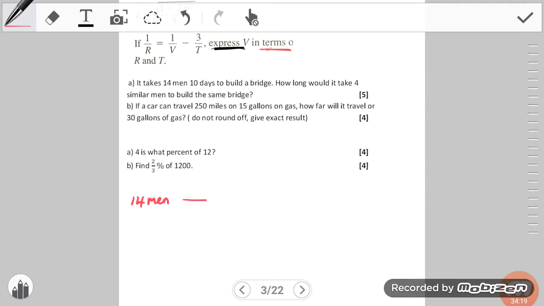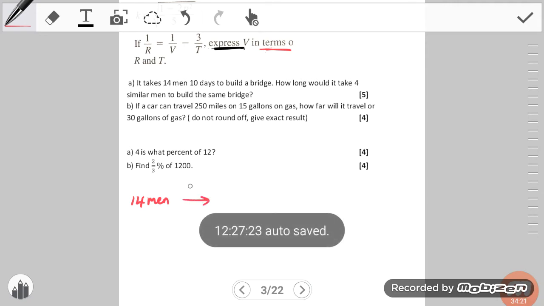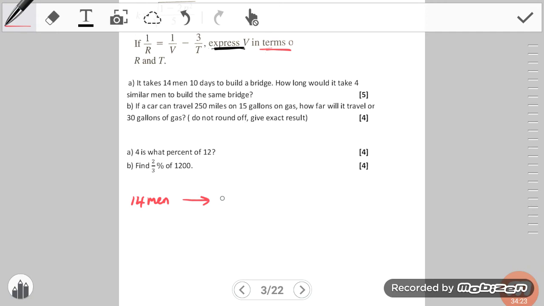14 men. And the job that is being done here is to build a bridge. All right, and this bridge, whatever this bridge is, can be done in 10 days using these 14 men. Your job is to find out how long would it actually take one man to do the job. So one man would obviously take a longer time, which is going to be 14 multiplied by 10. So one man logically would take 140 days to do the job.